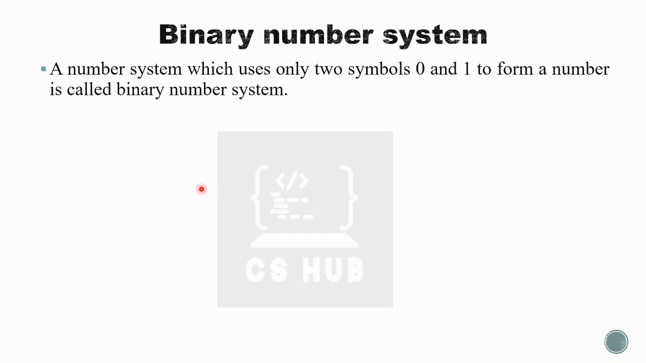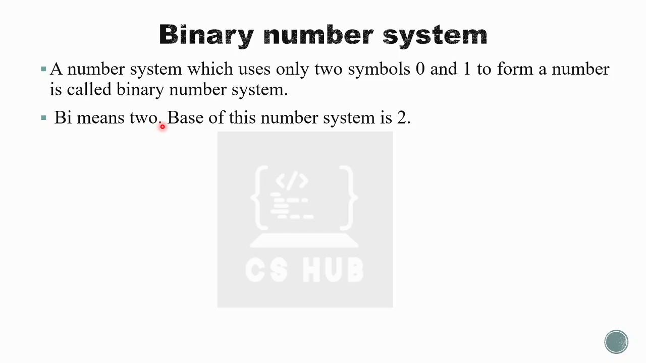Next number system, moving on to the binary number system. A number system which uses only two symbols, 0 and 1, to form a number is called a binary number system. So this binary number system uses only two symbols, that is 0 and 1. Here, bi means 2. The base of this number system is 2.